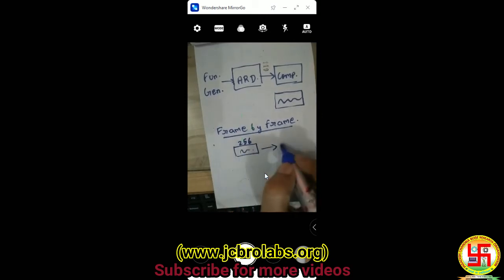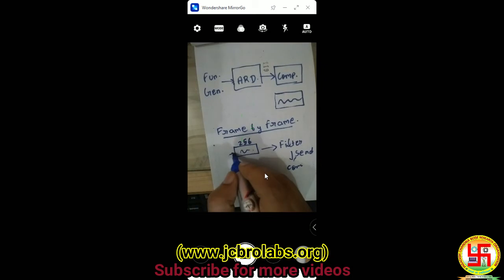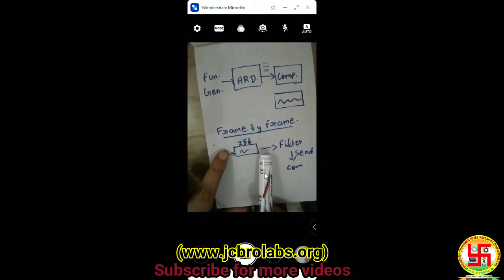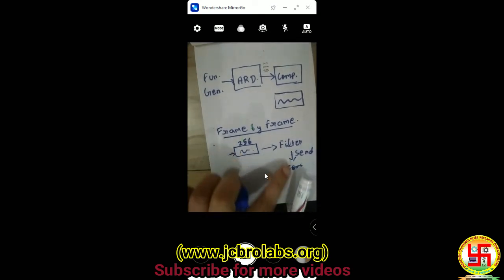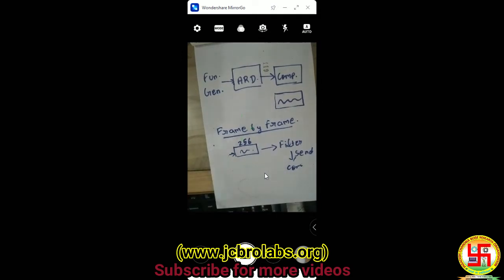We will pass it to the filter, and then we'll send it to the computer. Okay, and then we will again acquire, filter, and send. So this process will keep going on. These 256 samples can be treated as one frame. So we will be acquiring one frame, processing it, and then sending it to the computer. This is how we will be doing this entire process.